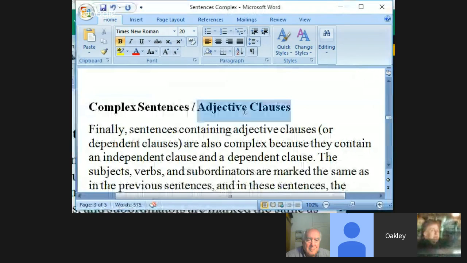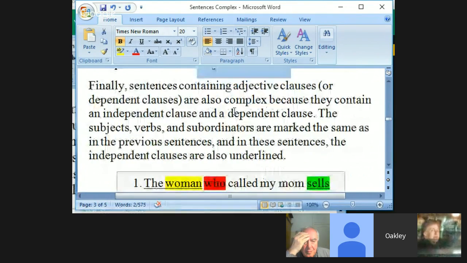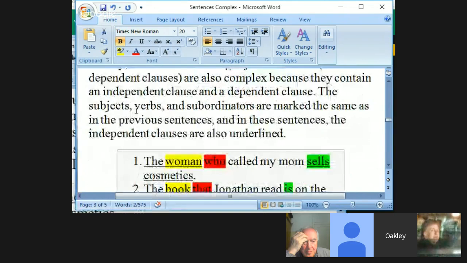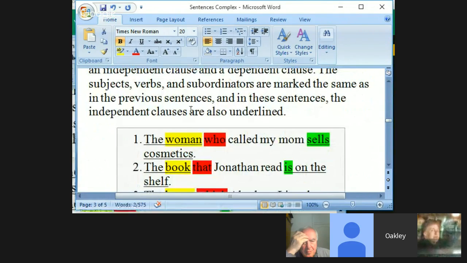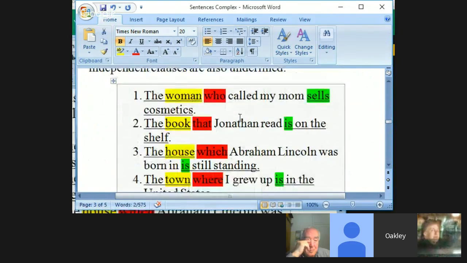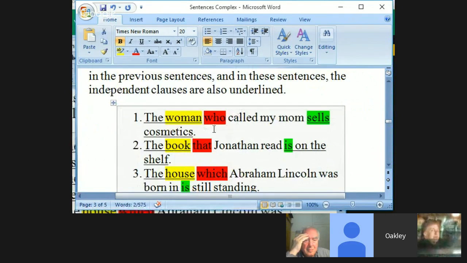Complex sentences in relation to adjective clauses, or relative clauses. Sentences containing adjective clauses are also complex because they contain an independent clause and a dependent clause. Same thing. The subjects, verbs, and subordinators are marked the same as in the previous sentences, and in these sentences the independent clauses are also underlined. They're underlined because you will notice they're broken up. This is a complex sentence.